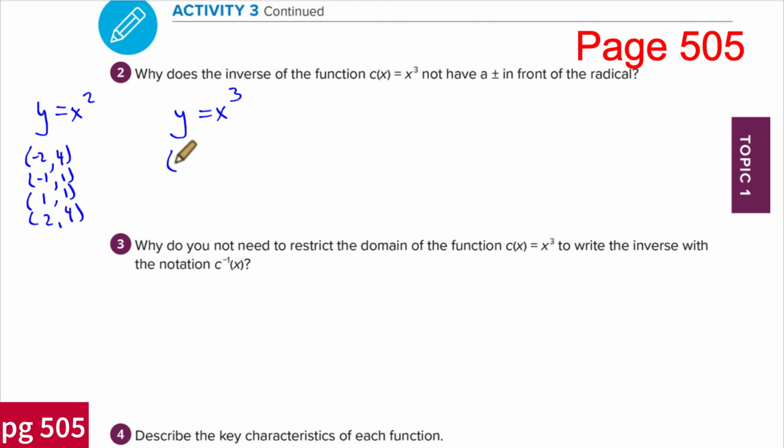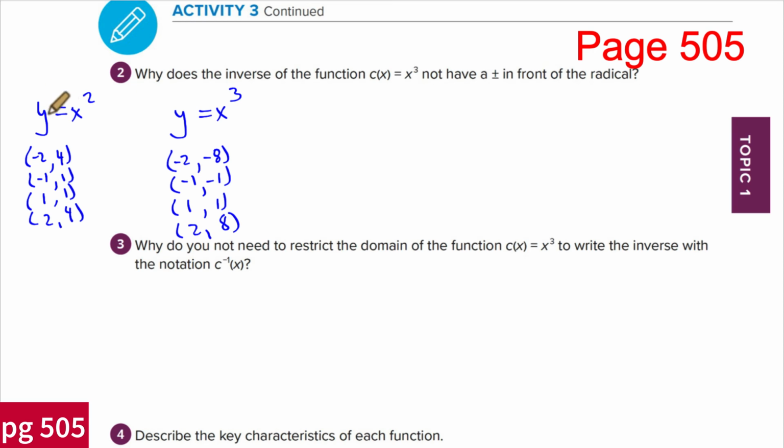So if I plug in a -2, so -2 to the third power is -2 times -2 times -2. That's -8, right? And then -1 to the third power is -1. +1 to the third power is +1. And then 2 to the third power is 8. Okay, so now let's look at the inverses.